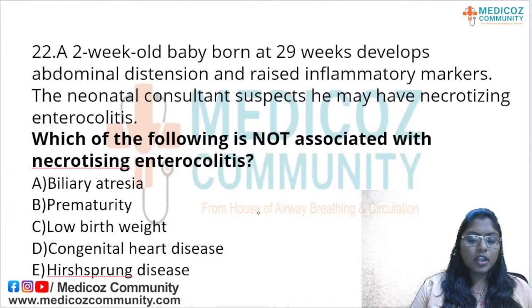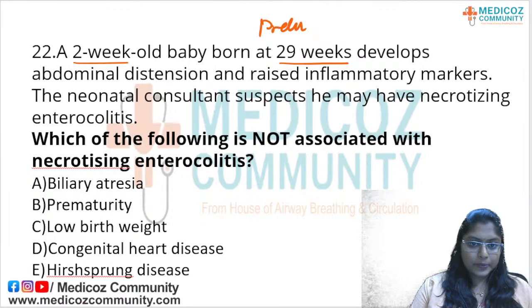Coming to the next question. A 2-week-old baby born at 29 weeks develops abdominal distension and raised inflammatory markers. The neonatal consultant suspects he may be having necrotizing enterocolitis. Which of the following is not associated with necrotizing enterocolitis? 29 weeks born, 2-week-old, whatever it is, it is a preterm baby. That is the first thing you have to see.